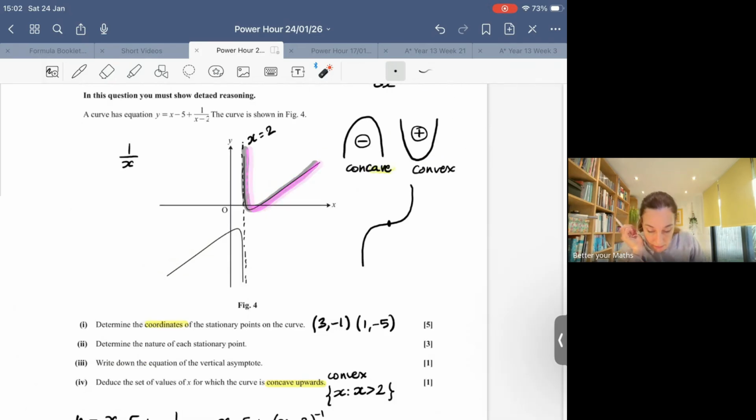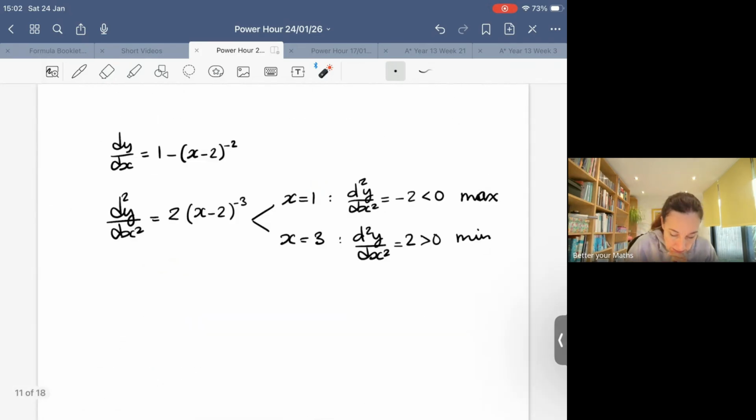Any question? You could even see that with the second derivative. Second derivative is this one. So at 2, it changes. Greater than 2 is going to be always positive. Smaller than 2 is going to be negative.